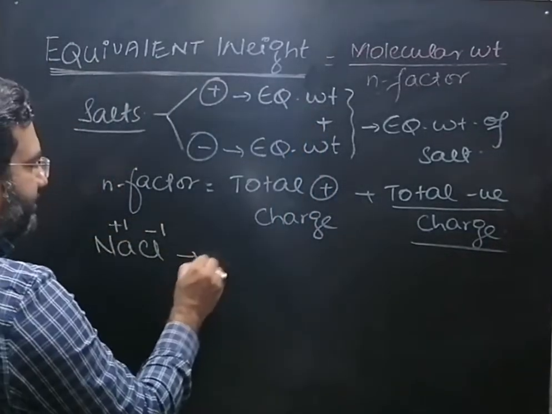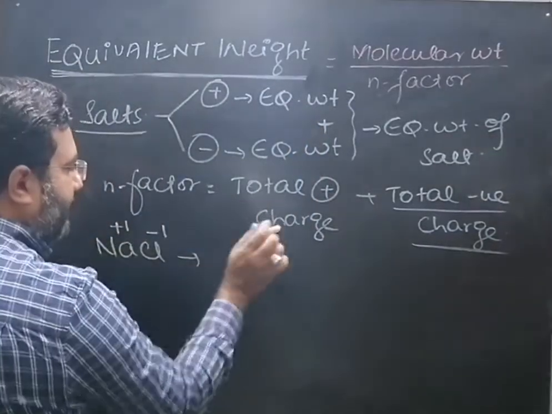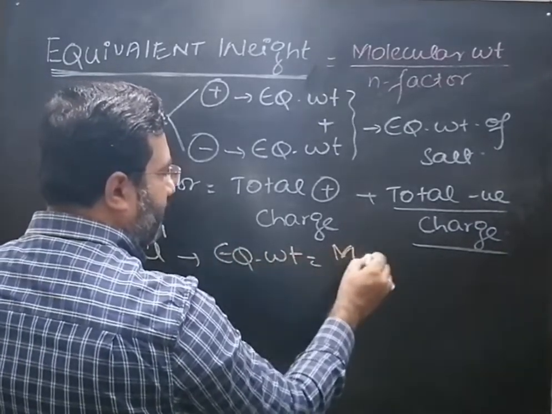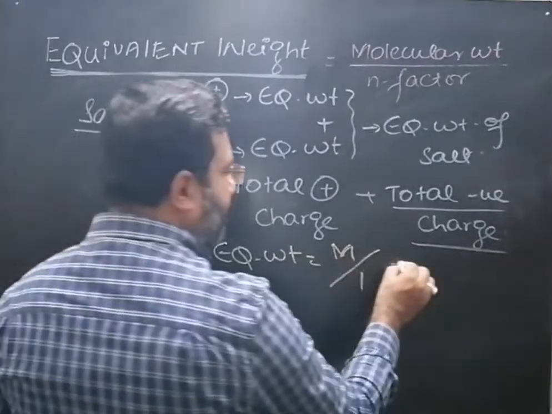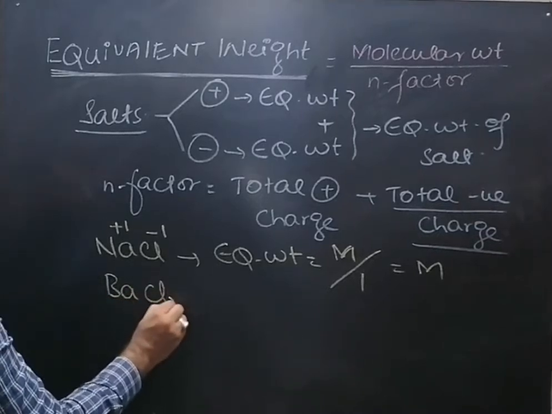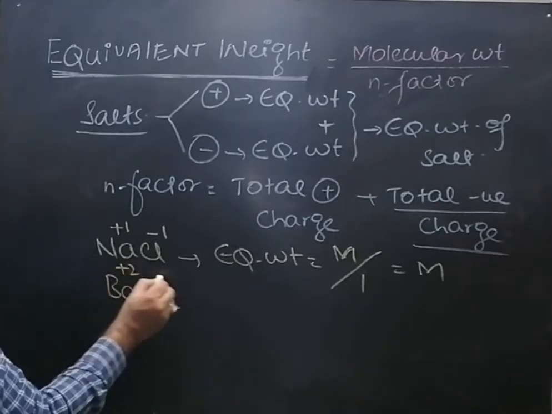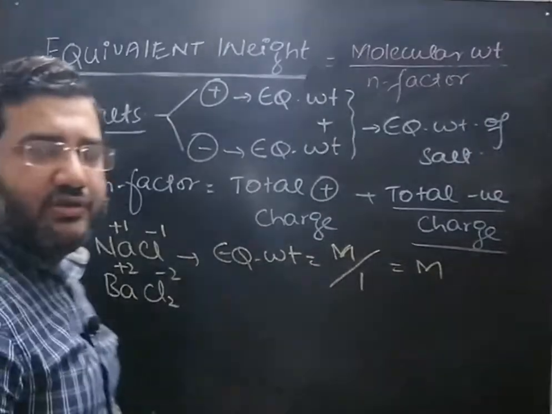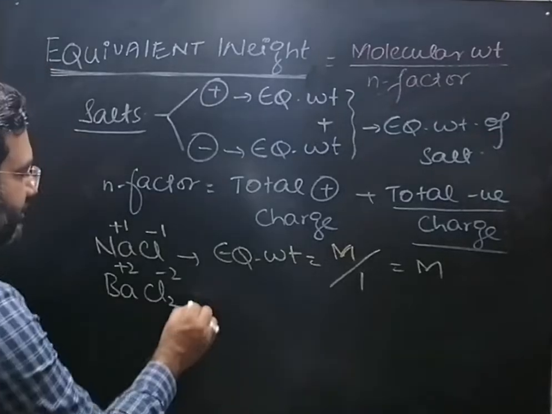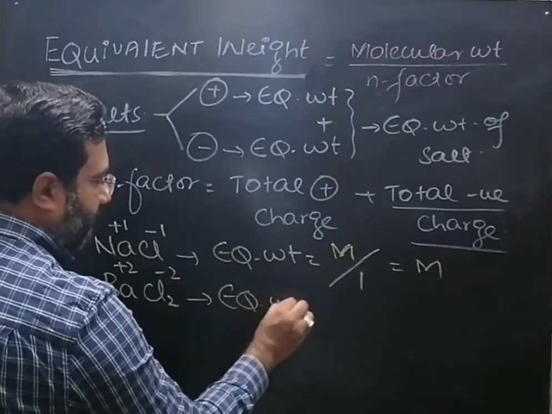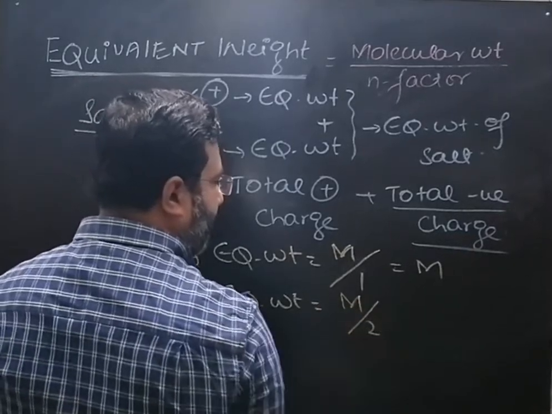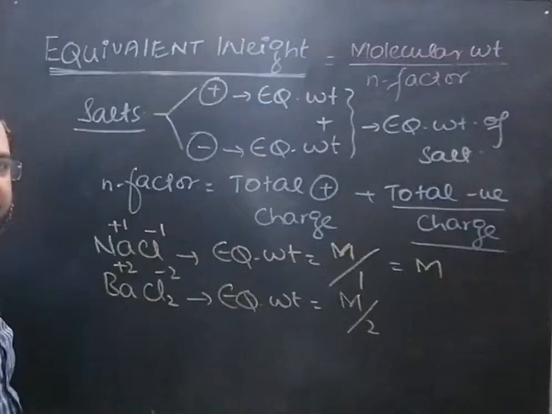So its equivalent weight should be equal to its molecular weight divided by N, that is equal to its molecular weight. But when you are talking about barium chloride, the charge is +2 and -2, so the total charge is actually 2. And what should be its equivalent weight? Equivalent weight will be equal to its molecular weight divided by 2, that is, half of its molecular weight.